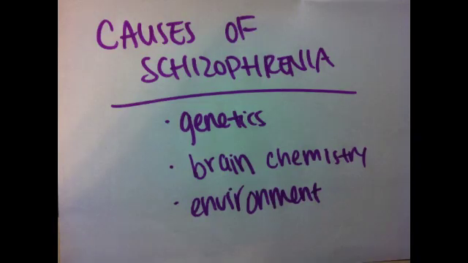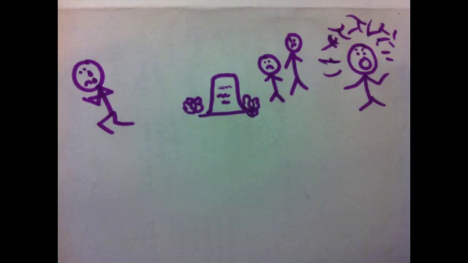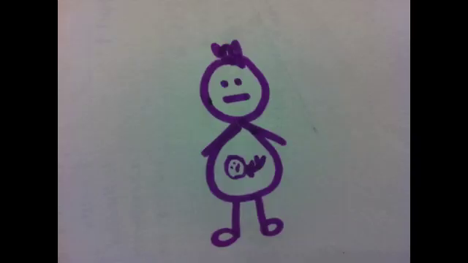Another cause is environmental factors. Abuse, early traumatic events, and severe stress are all contributing factors to schizophrenia. Environmental influences also include complications during the mother's pregnancy, such as malnutrition or stress.